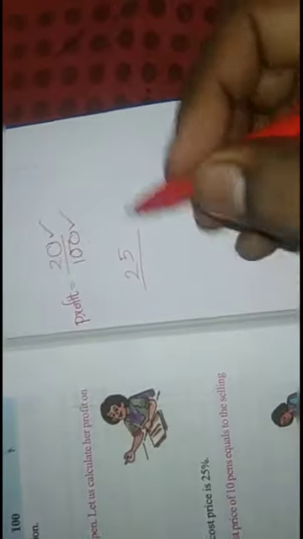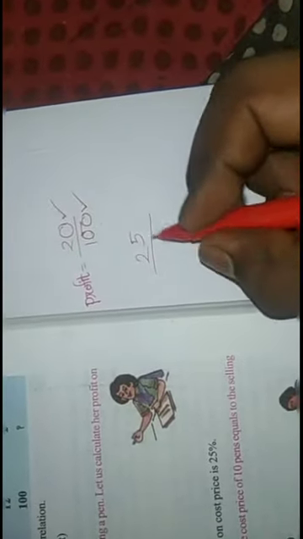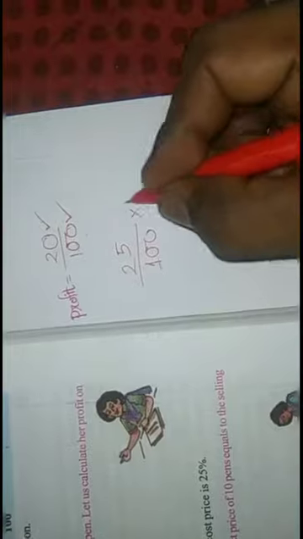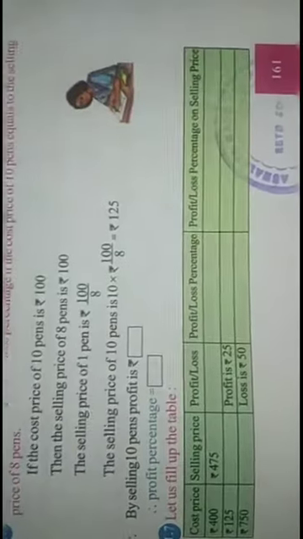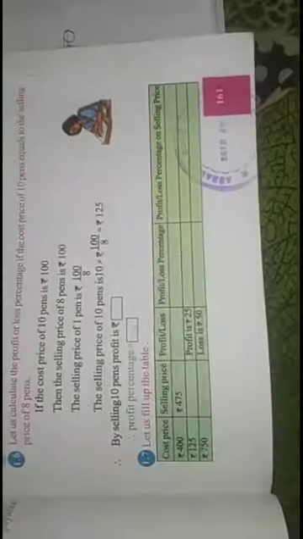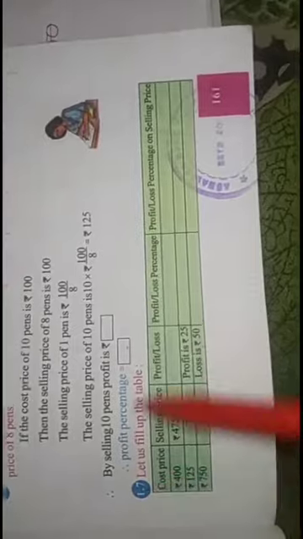So when we find the percentage, the answer becomes 25 by the cost price. What is the cost price? 100 into 100. So the answer becomes 25%. So the profit percentage is 25%. Write it here, okay? Now we will do the 1.7 table.